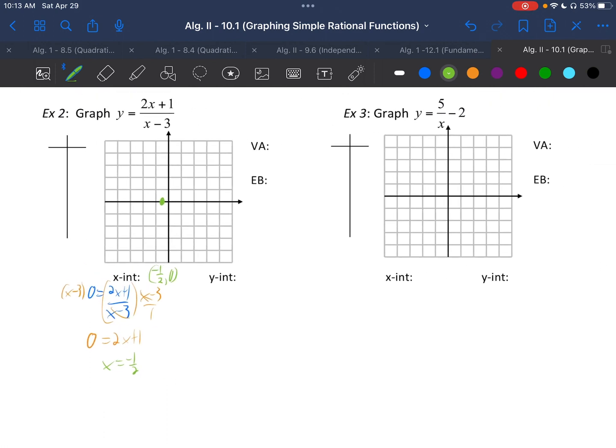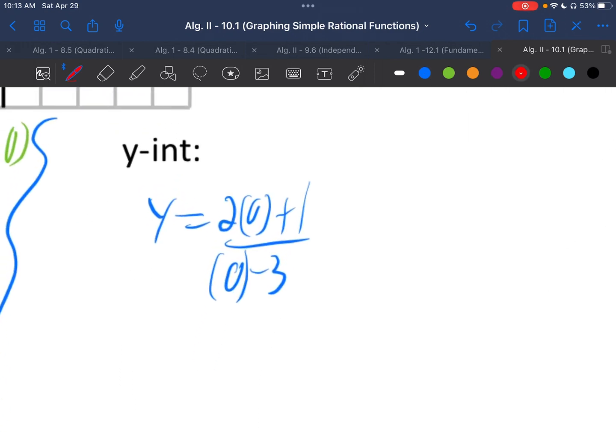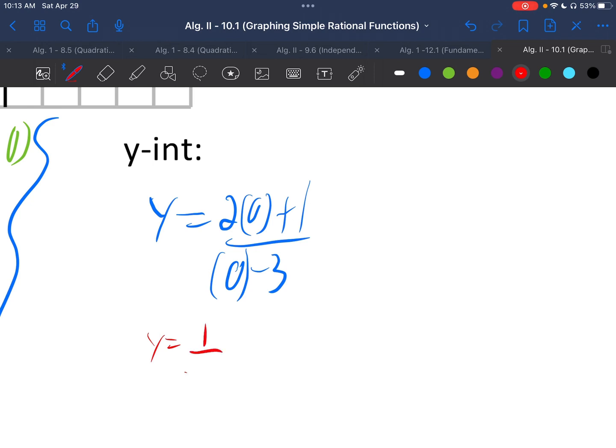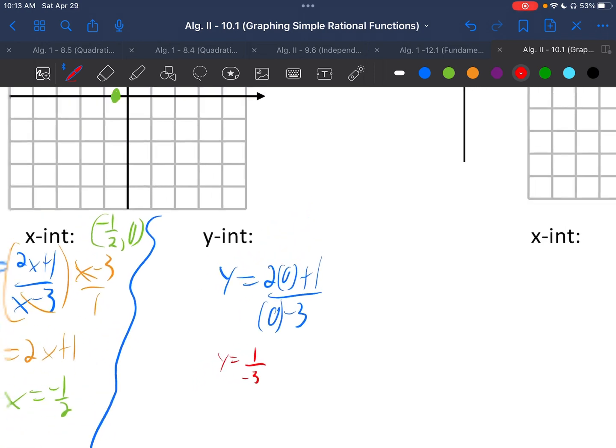Now, in order to find the y-intercept, I'm just going to draw a little line here to divide the two. I would say, okay, set x equal to 0. So 2 times 0 plus 1 over 0 minus 3. And now we solve. So 2 times 0 is 0, so you get 1 on the top. 0 minus 3 is -3. Y is equal to -1/3.